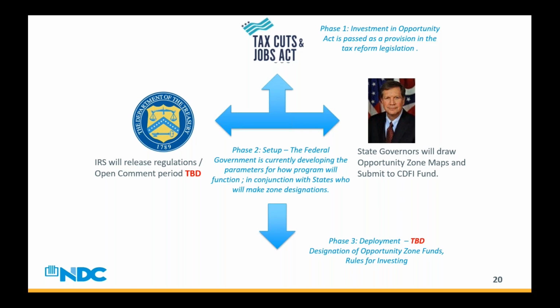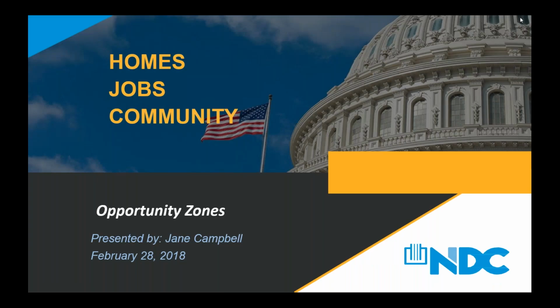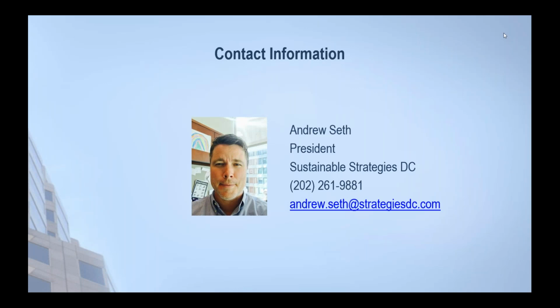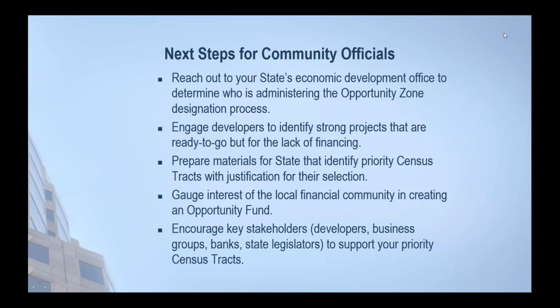And Erica, if you could flip back just a few slides, on the next steps. My last slide is next steps for what you need to be doing right now to get yourself positioned for opportunity zone investment. One is figuring out what's happening in your state. There is a process that is happening. It's happening pretty quickly, and you need to insert yourself into that process and figure out what your governor wants.